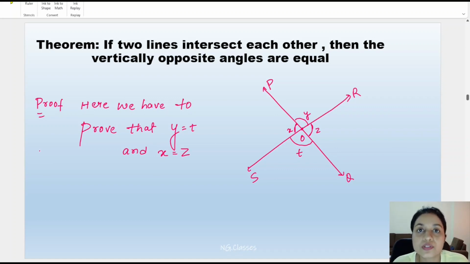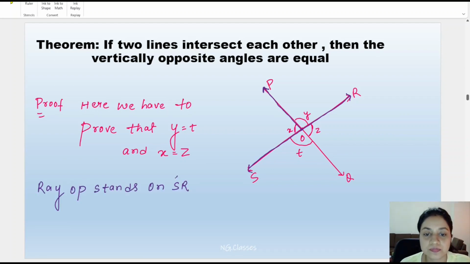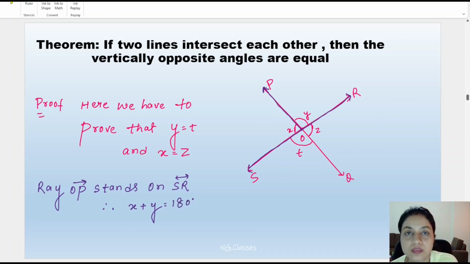Now let's see straight line RS or SR. Here we have a straight line SR and a ray OP standing on it. So I am talking about the purple part. Now can we say the sum of X and Y will be 180 degrees just by the previous axiom? Let's write it. Therefore, X plus Y is equal to 180 degrees, right?